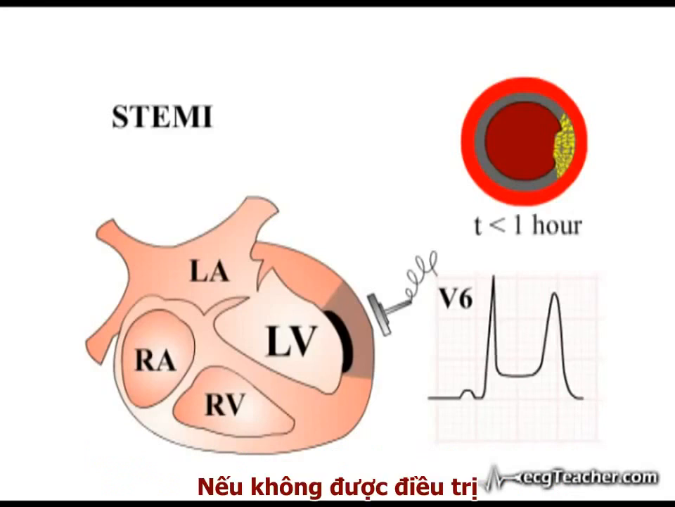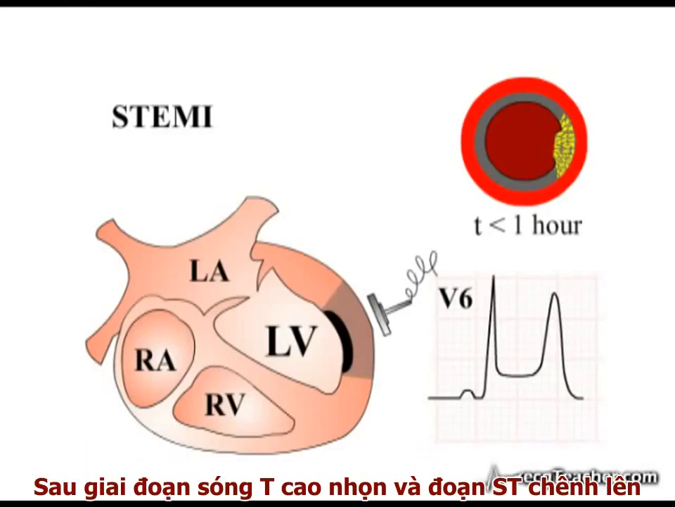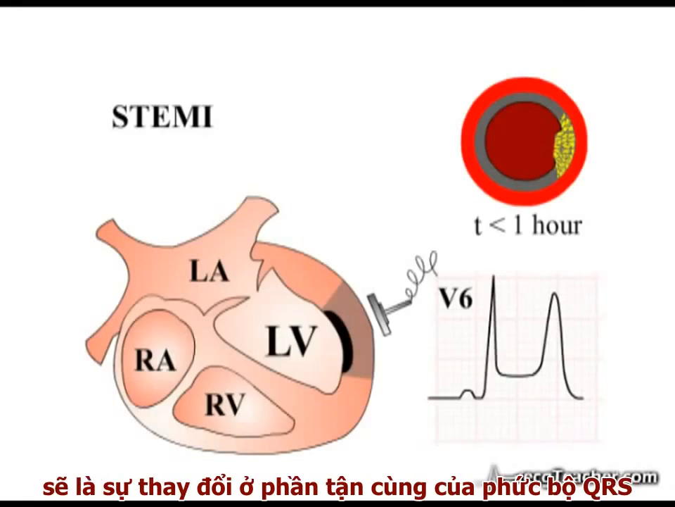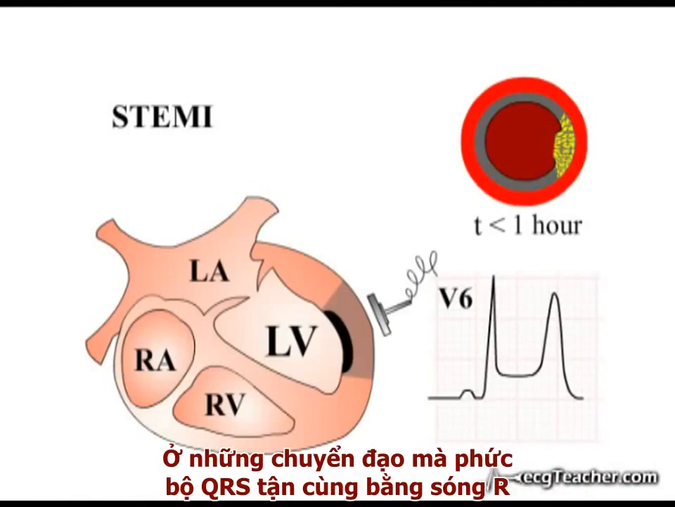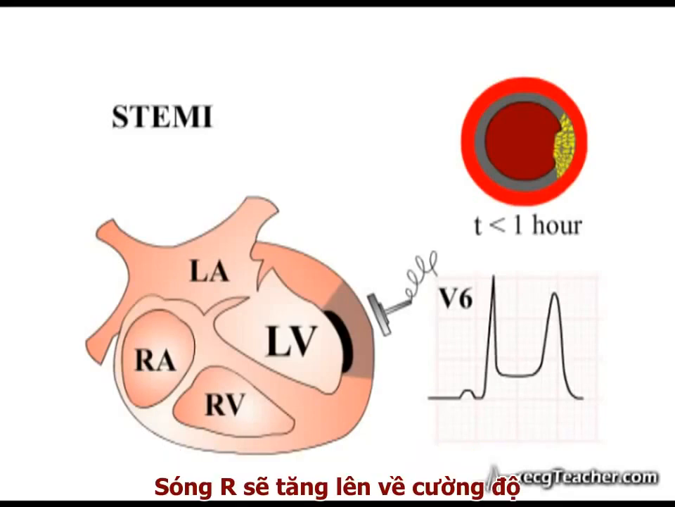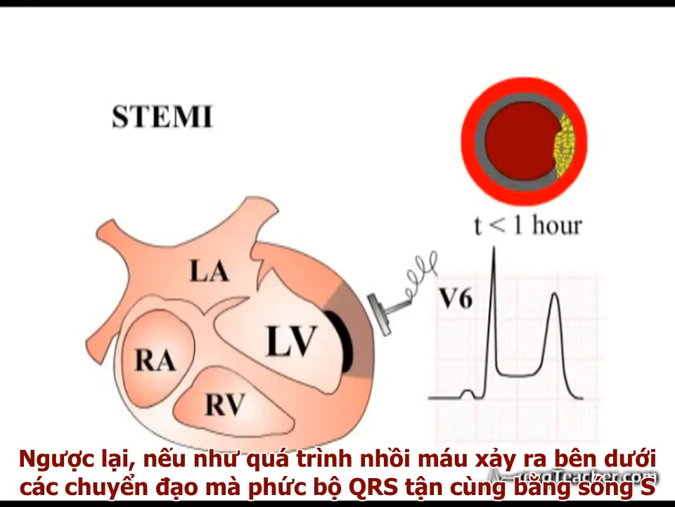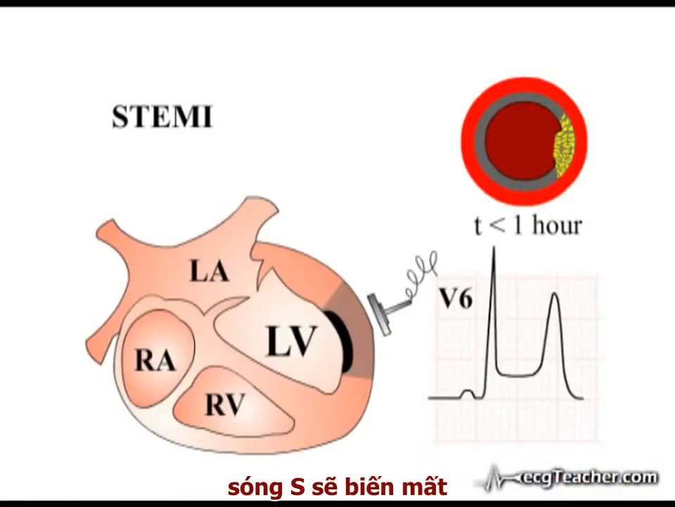In the absence of treatment, peaked T waves and ST segment elevation are followed by alterations to the terminal portion of the QRS complex. As in this example, in a lead in which the QRS complex ends with an R wave, the R wave rises in amplitude. In contrast, if infarction occurs under leads in which the QRS complex ends with an S wave, the S wave may disappear.